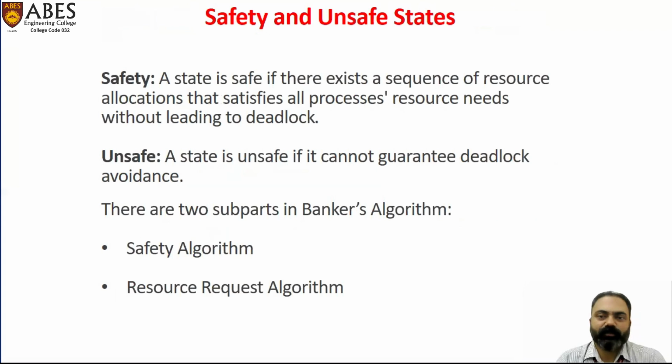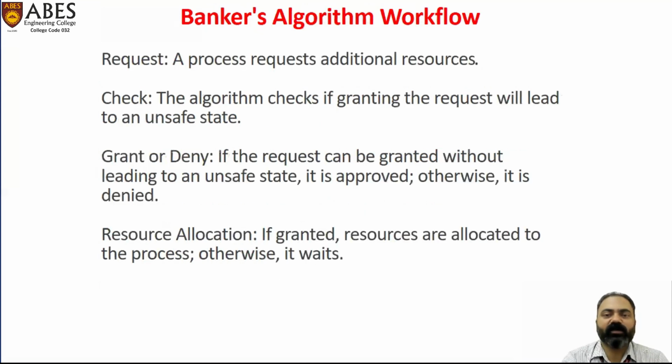Safety algorithm. A state is safe if there exists a sequence of resource allocations that satisfies all processes' resource needs without leading to a deadlock. An unsafe state is a state that cannot guarantee deadlock avoidance. There are two subparts in Banker's algorithm. First is the safety algorithm, and the other is the resource request algorithm.